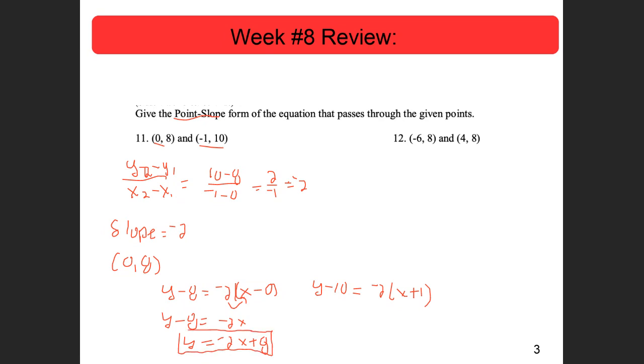Okay, so let's rewrite this one. That would give me -2x plus -2. If I add 10 to both sides, lo and behold, I end up with y is equal to -2x plus 8 also. So I can take a point-slope form and write it in slope-intercept form, and regardless of which point I took, I should get the exact same equation.